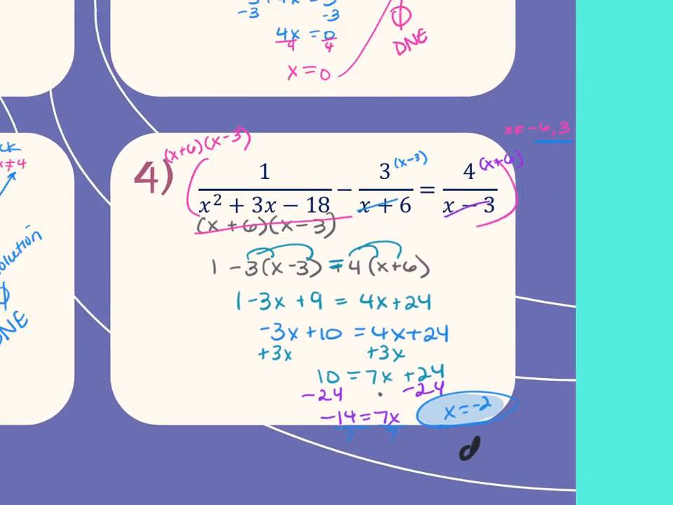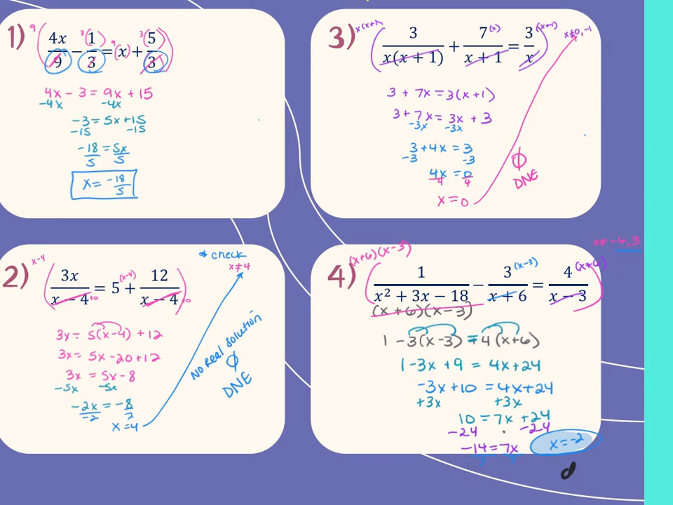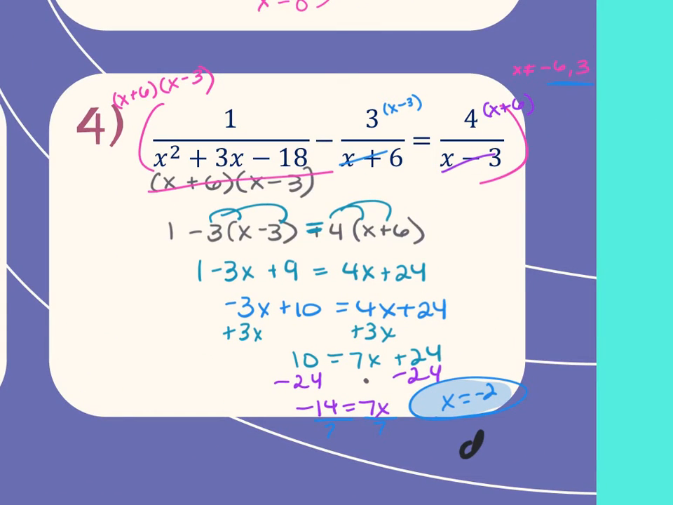Questions on any of the warm-up? Wait, how did you cancel out the x plus 6, x minus 3 that was under the 1? So this whole thing is my least common denominator, right? X plus 6 and x minus 3. They both cancel from the first one. Oh, I thought you had to multiply that times the 1. Oh, never mind. No, yeah, they're going to cancel. You want to get rid of that denominator, so they're going to cancel.